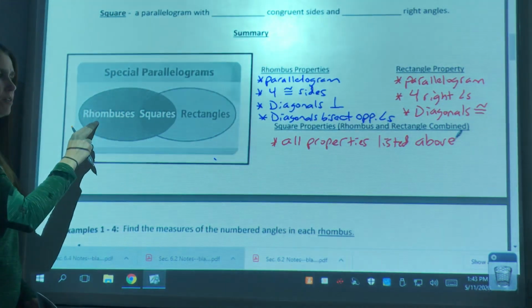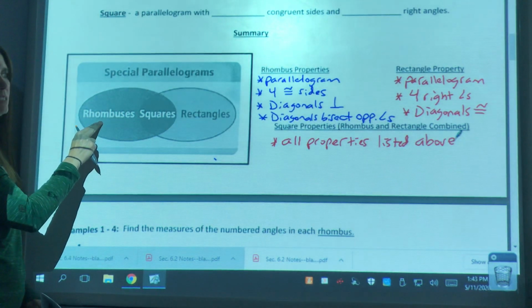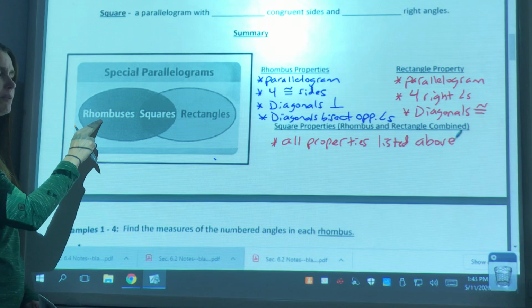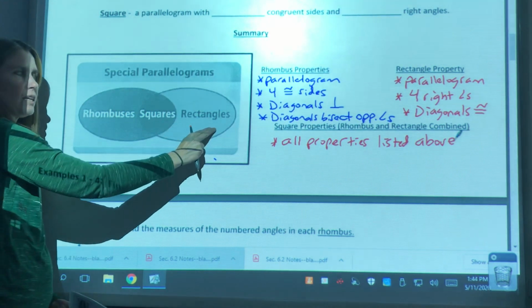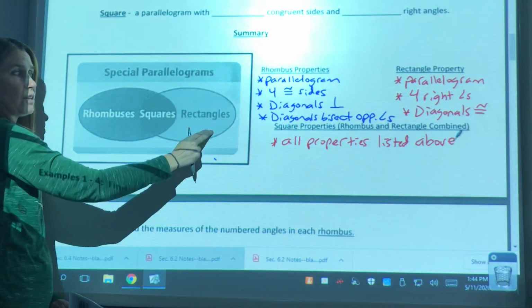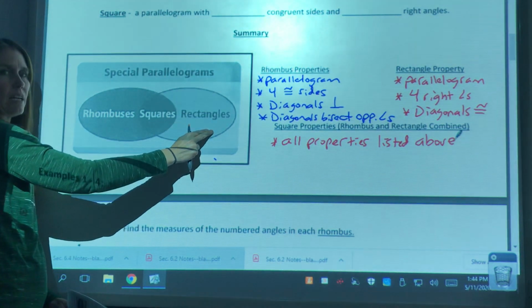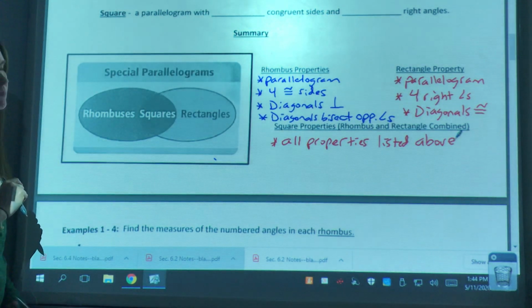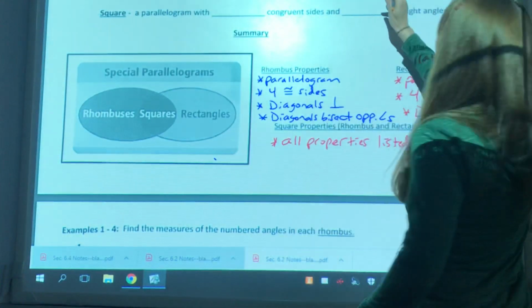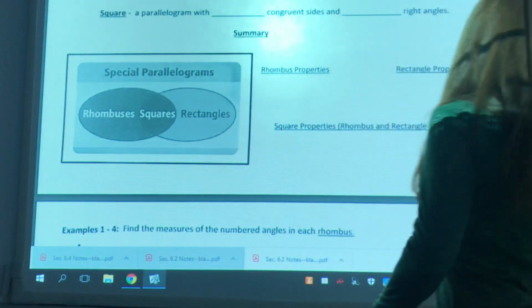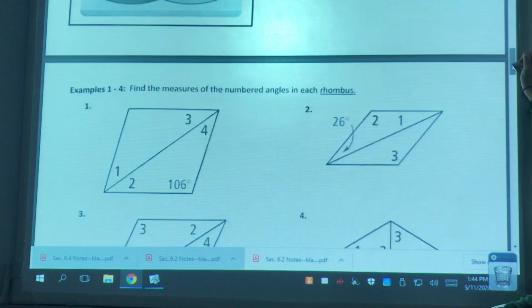If I'm right here though, this is a rhombus that is not a square and it's not a rectangle. It doesn't have those properties, it just has the rhombus properties. If I'm right here, it's a figure that could be a rectangle. It's definitely a parallelogram, but it's not a square and it's not a rhombus. So sometimes that helps people to visualize that. All right, so now if we start solving using some of these things, let's look here at example 1.